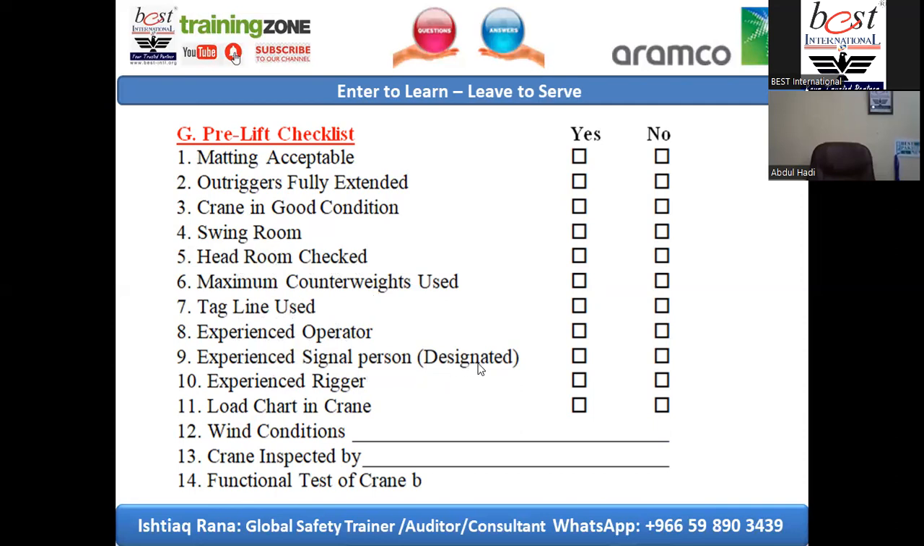Experienced signalman designated; make sure third party certified. Experienced rigger could be rigger level 1, 2, 3. They must also be third party certified, and especially if you are serving Saudi Aramco, then make sure they have Saudi Aramco approval as well as rigger level 1, 2, 3. Load chart in crane: make sure it is available. Wind conditions, crane inspected by, and function test of the crane.